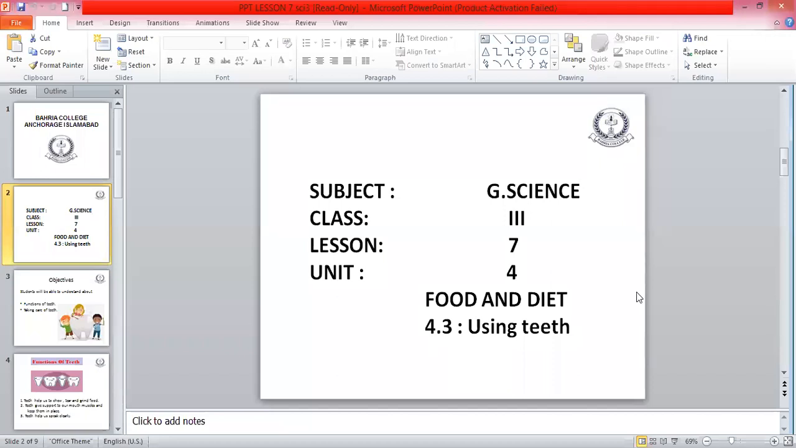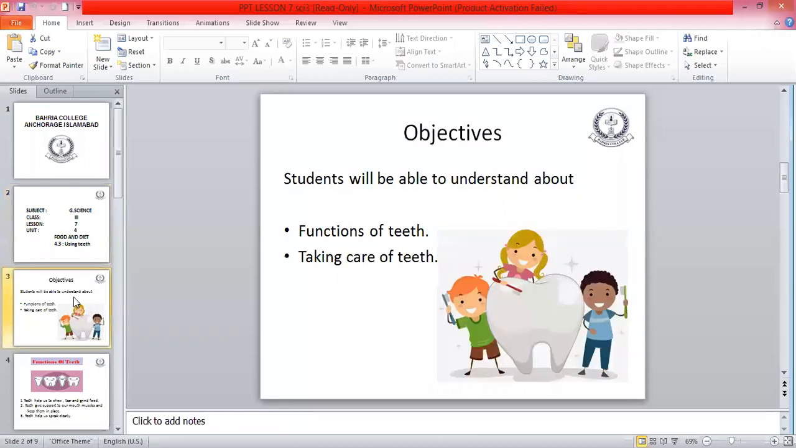If you remember yesterday's lesson, let's quickly recall it. We have talked about teeth, different kinds of teeth and their functions, right? I hope you all remember it. So it's the continuation of this chapter, and today we are going to discuss the functions of teeth and how we can take care of our teeth, right?